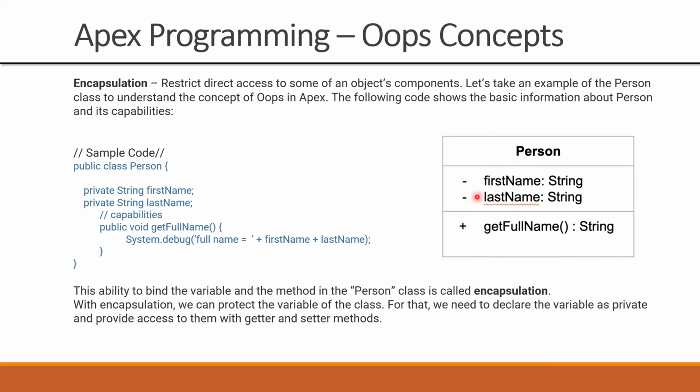Okay, so this is a class diagram for it. Person has first name, last name, and get full name. Get full name is a method. What is the output of it? Full name equals first name plus last name.